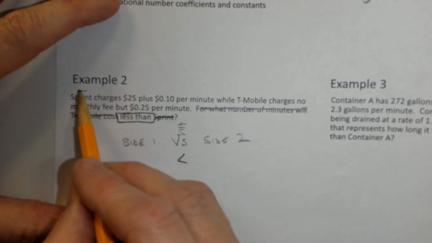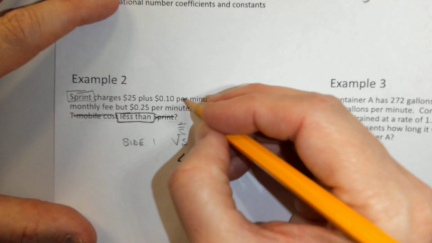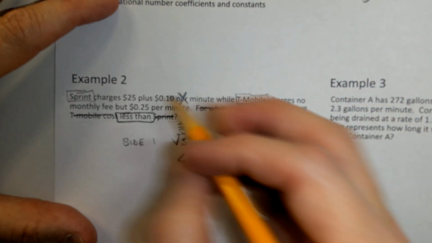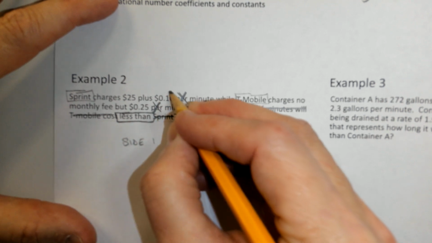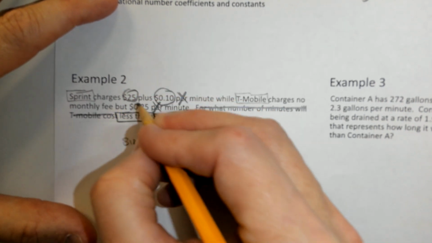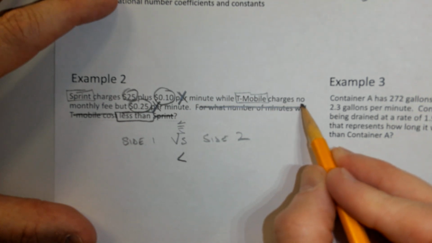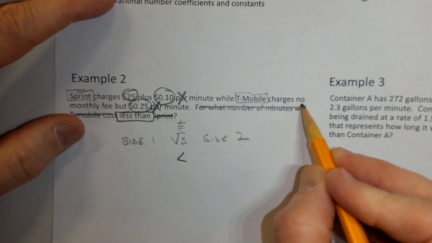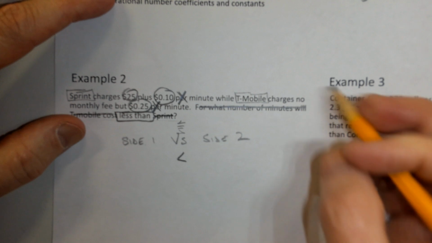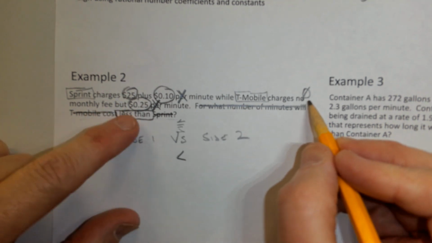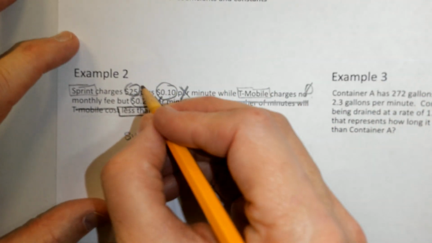Side 1 is Sprint. Here's my per. Side 2, T-Mobile. Here's my per. Circle your numbers. Look at this. Charges what? So what do you think that's going to be? 0. Yeah, it can be a 0. Let's see how that works out if we just put a 0 there. All right. Look between the 0 and the 25, between the 25 and the 10.